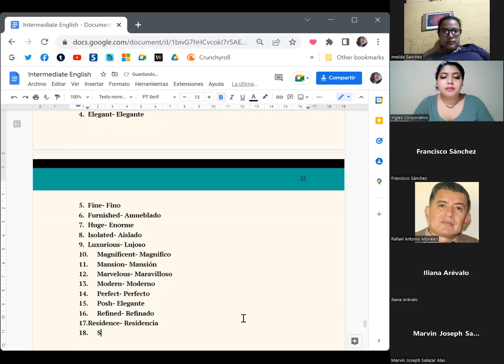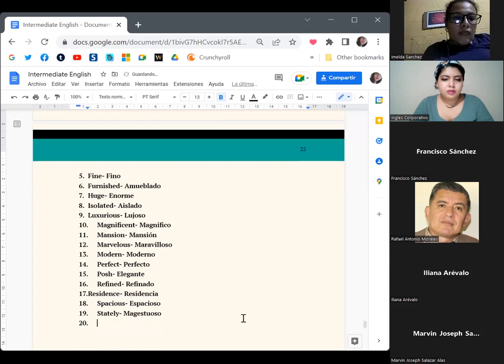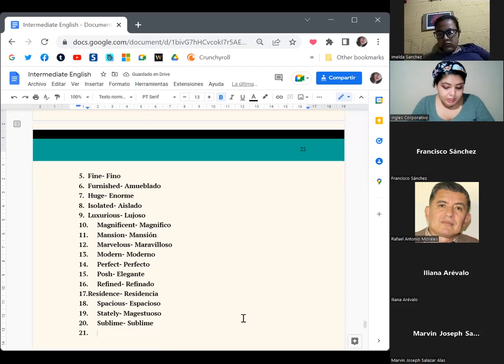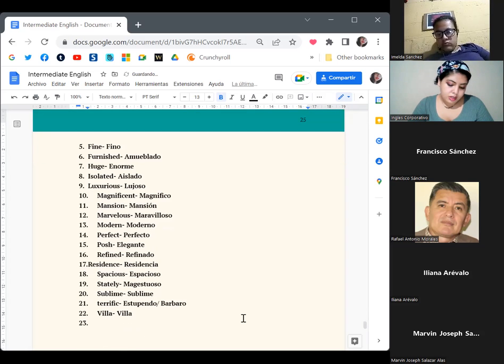Then we have spacious. Espacioso. Stately. Majestuoso. Sublime. That in Spanish is sublime. It's almost the same. Then we have terrific. That in Spanish means estupendo. Or it means bárbaro. Then we have villa. Wonderful.